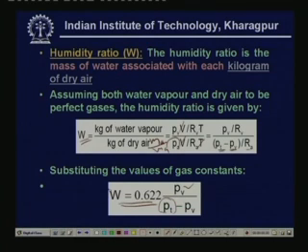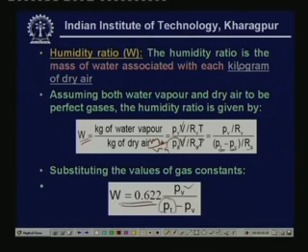Okay, before we go to the next properties, I just want to bring it to your notice that so far humidity ratio and specific volume, etc., these are all intensive properties. They are defined on the basis of 1 kg of dry air. That means in the denominator you have kg of dry air. This may look a little surprising because we are talking about the properties of moist air.